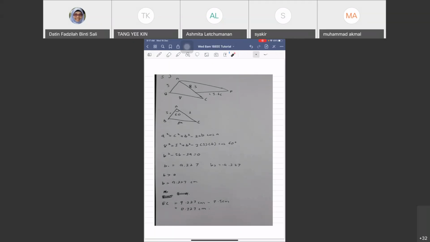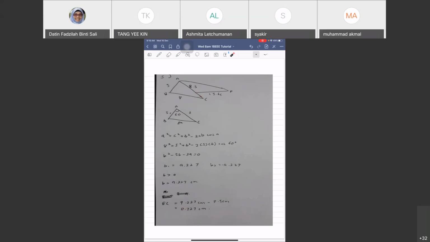You find the whole length here, and when you apply the law of cosine, you have a quadratic equation, and you get two answers for B. One is positive, one is negative, but because B is a length, B is greater than 0, so we consider only the positive number. Then you subtract 8.5 given in the question, so you get your EC, 0.727.